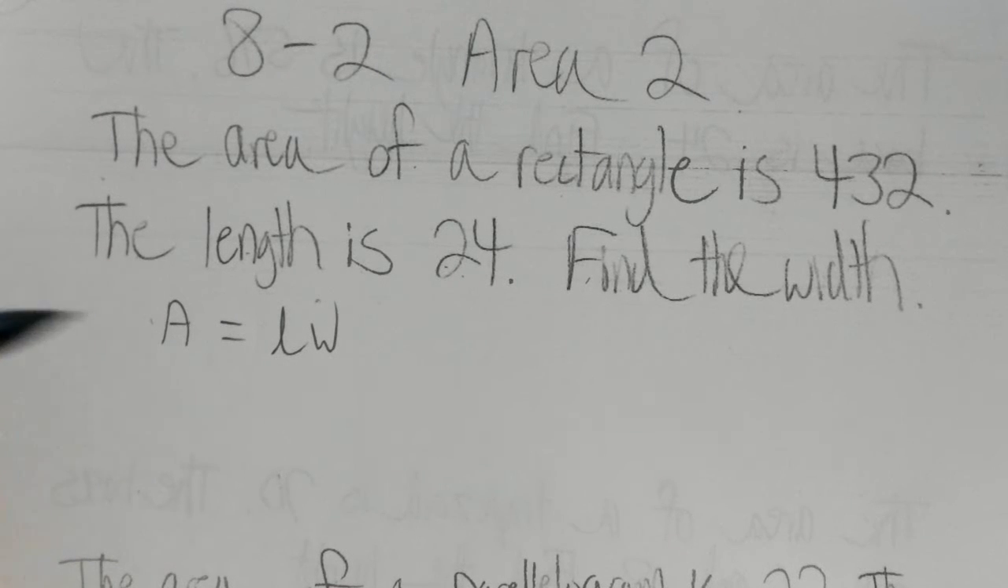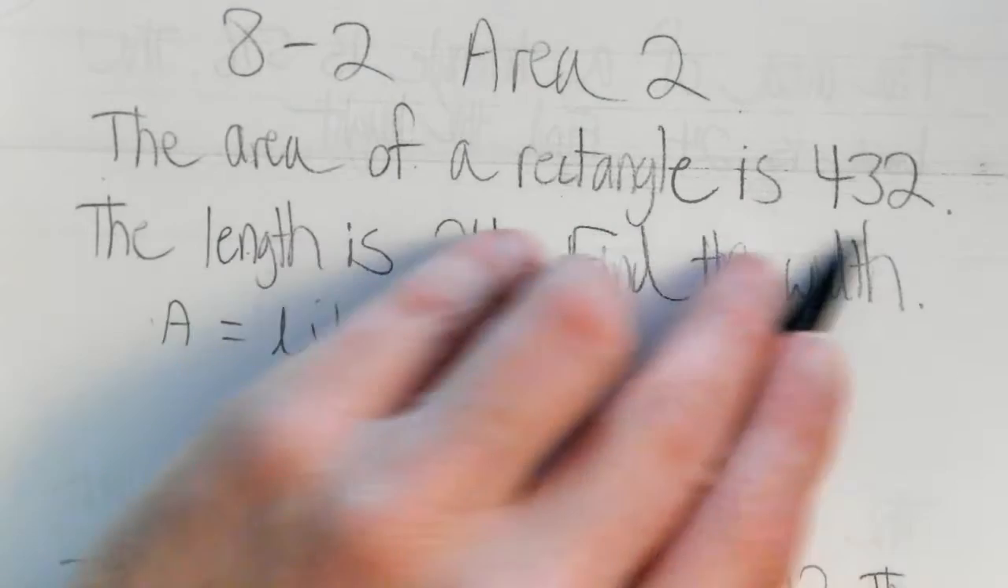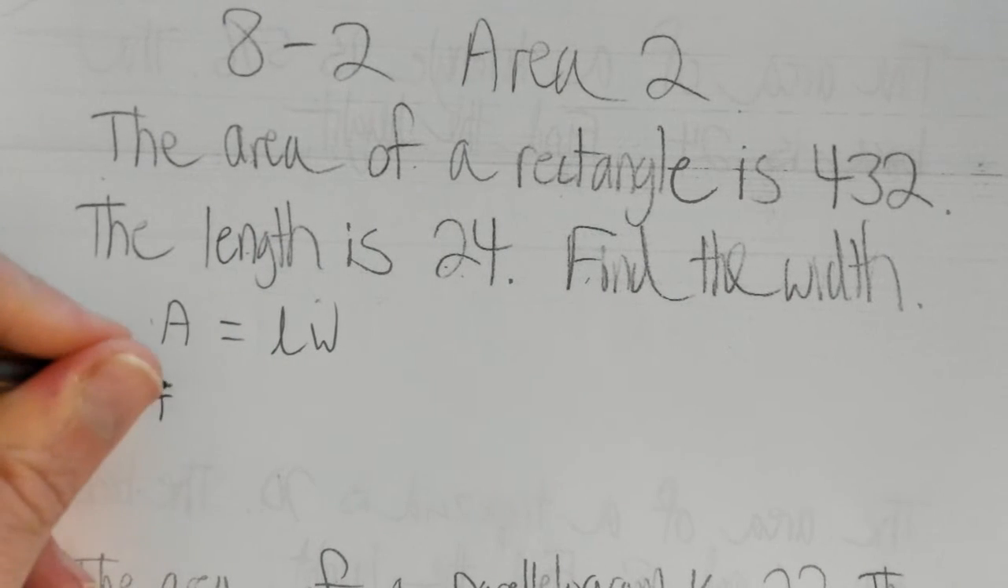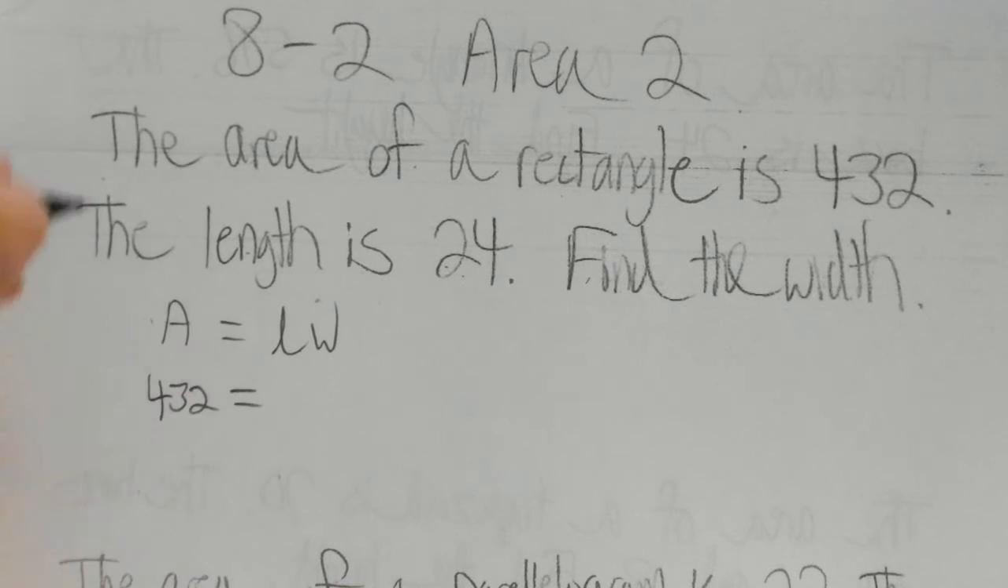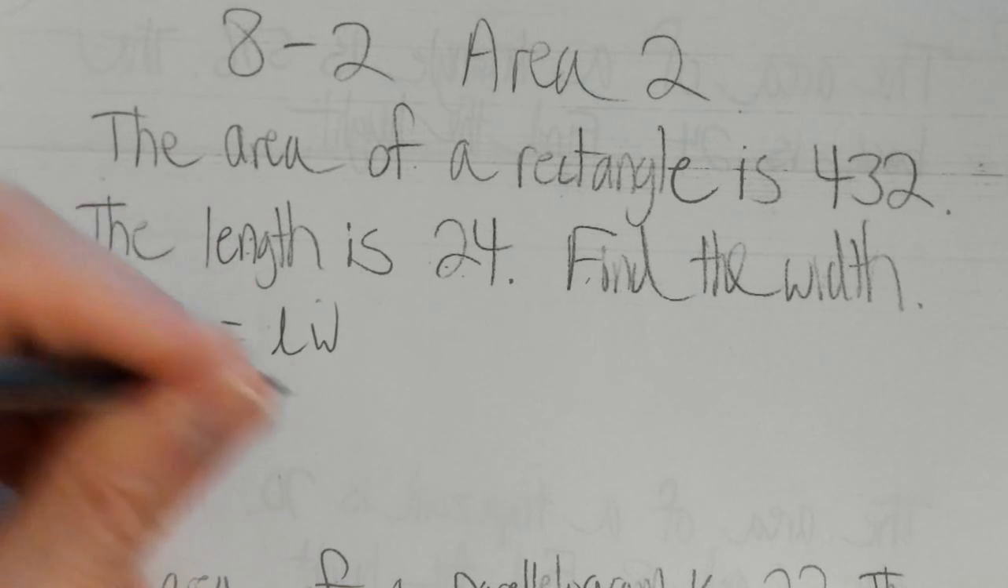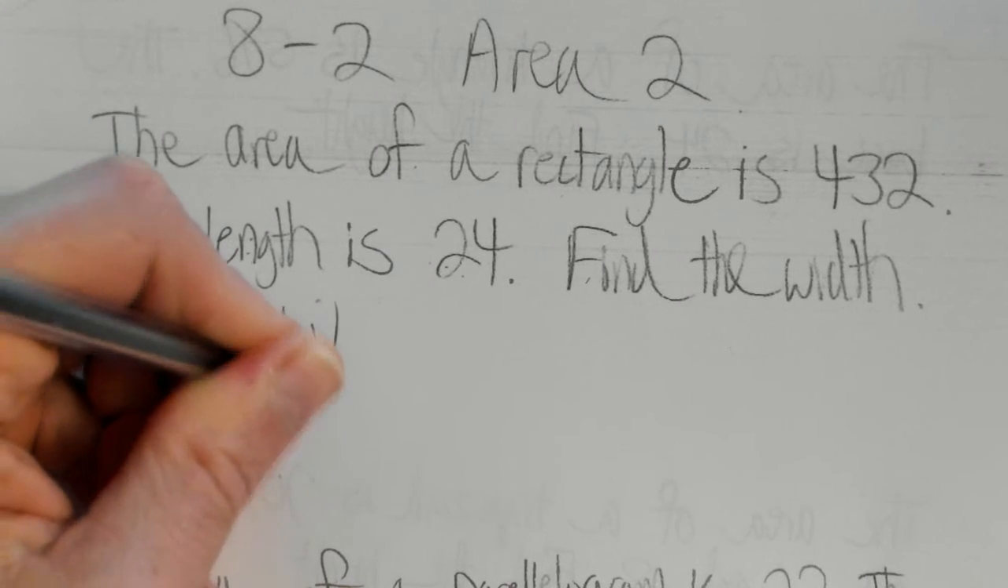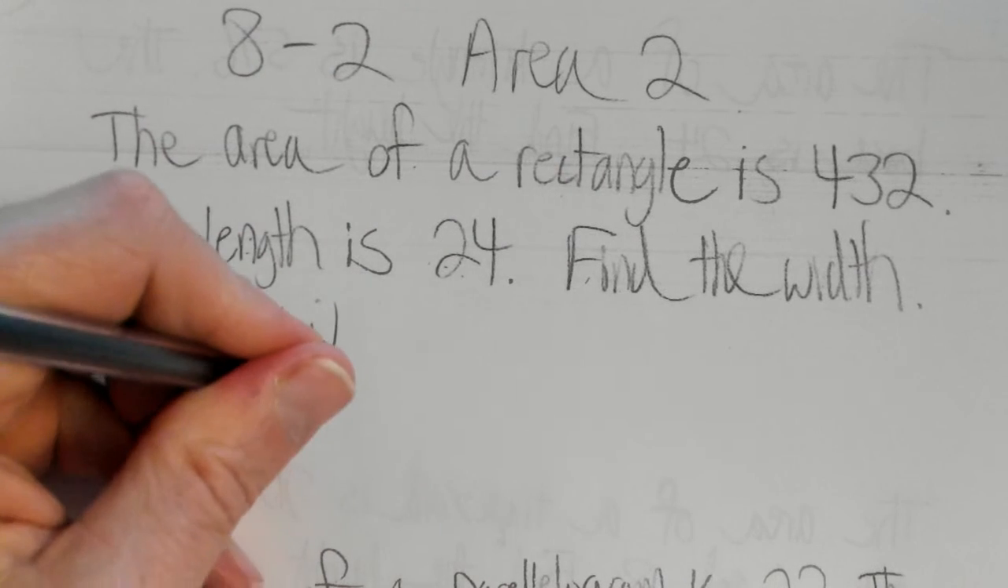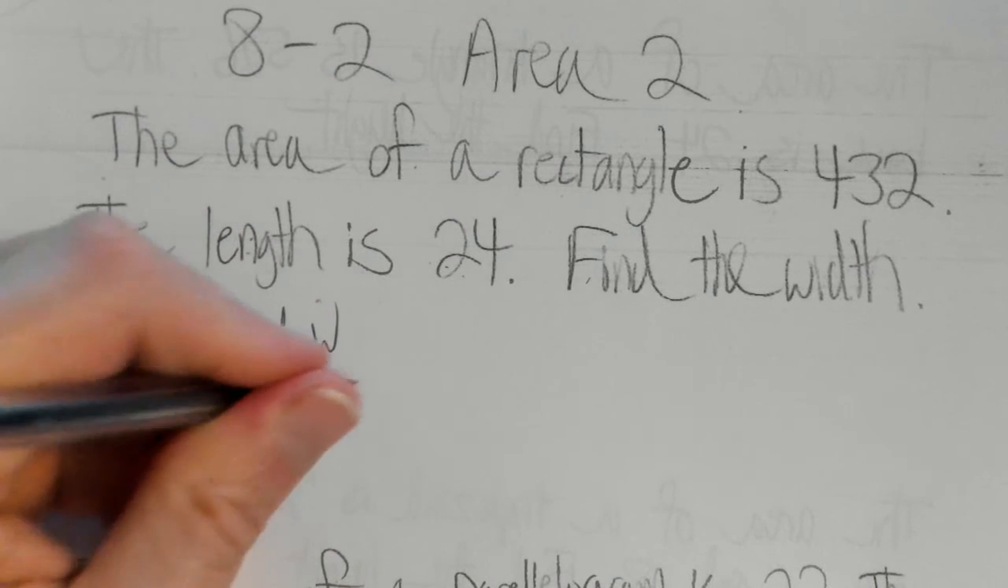So now, what happens after we write the correct formula down? Plug in the parts that they give you. What does A stand for? Area. Do they give us the area? Yes, the area is 432. Equals. L stands for length. Do they give us the length? Yes, the length is 24. W stands for width. Do they give us the width? No, it will stay as a W. You could change it to X if you want.